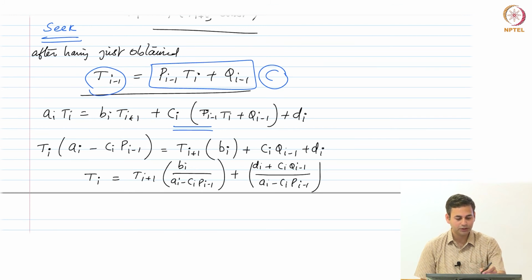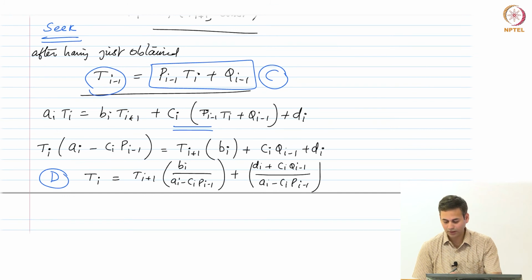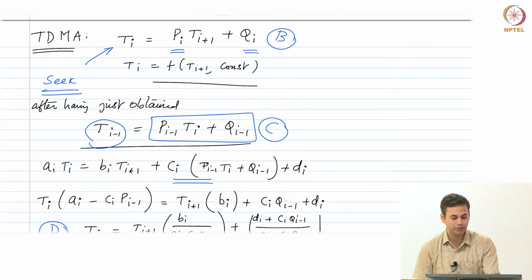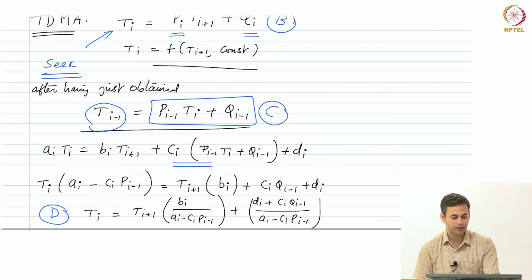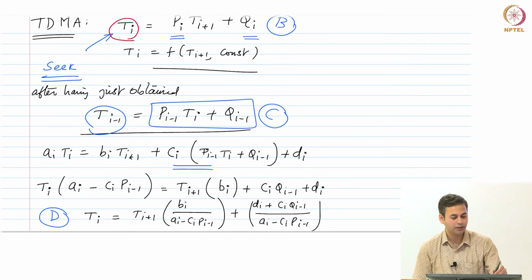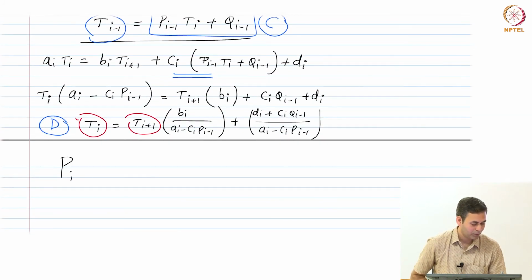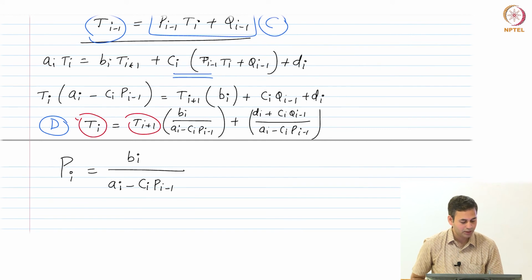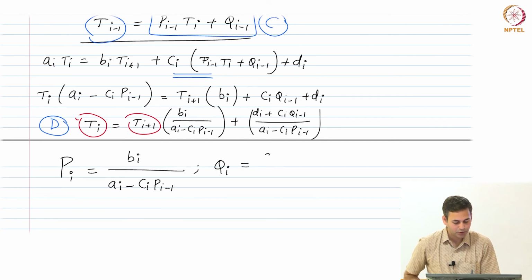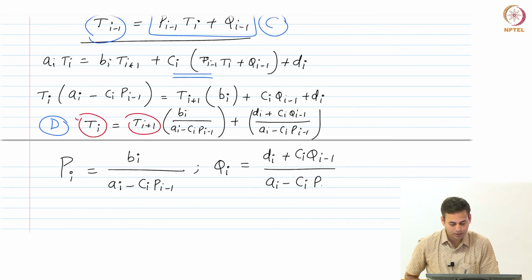Now, can we compare this equation, let us call it D, with B and obtain the coefficients? Right now, on the left hand side you have Ti, here you have Ti, this is Ti plus 1, this is Ti plus 1. So, this coefficient Pi should be equal to this coefficient and Qi should be equal to the constant here, okay. So, if I compare, can you help me write what is Pi? Pi is Bi upon Ai minus Ci Pi minus 1, okay. And then what would be Qi? Di plus Ci Qi minus 1 upon Ai minus Ci Pi minus 1.